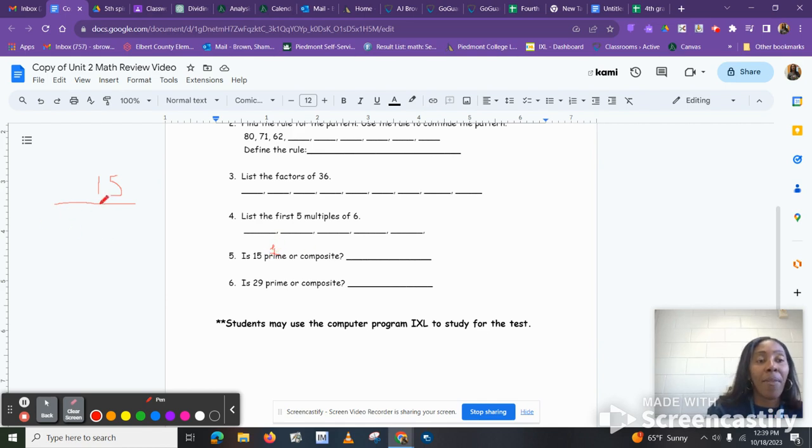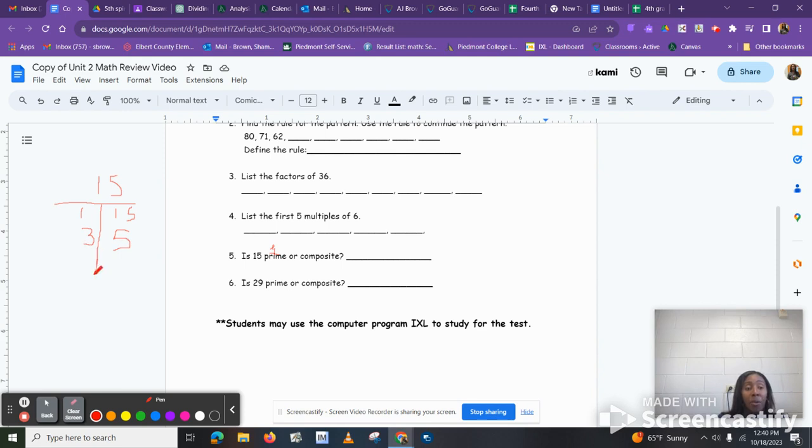So if I do my factor T-chart for 15, I know that 1 times 15 gives me 15. And I know that I can't multiply anything by 2 to get 15 because 15 is an odd number. So it can't be divisible by 2. Now I go to 3 and I say, is there anything times 3 that can give me 15? Well, if I know my multiplication facts, I know that 3 times 5 gives me 15.